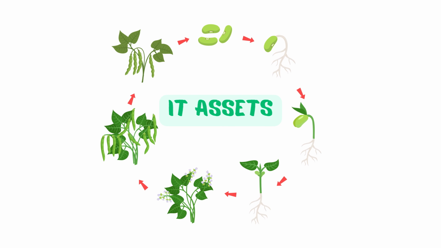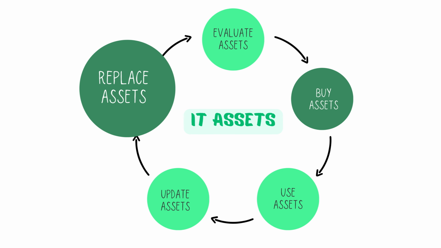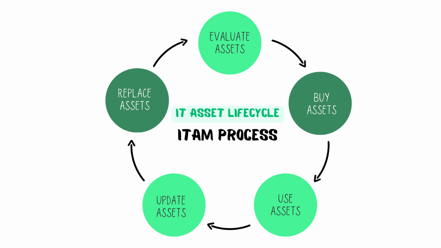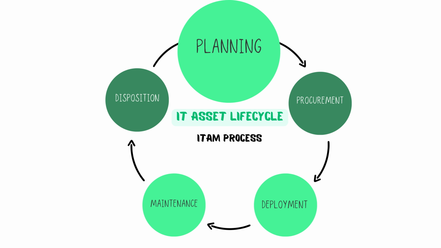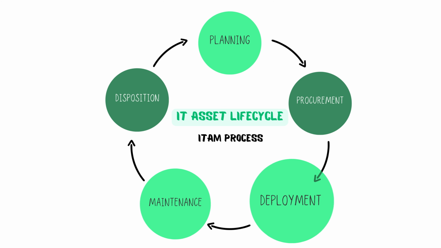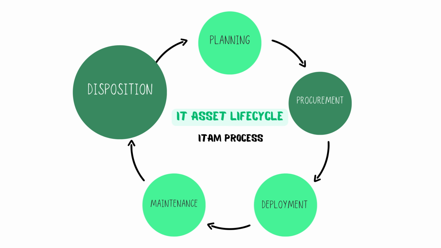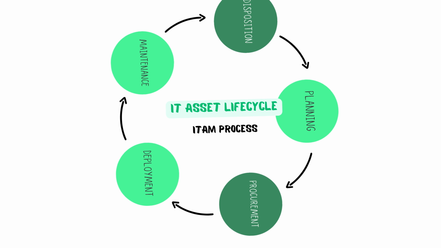Every IT asset has a life. You evaluate it, buy it, use it, update it, and eventually replace it. This cycle is the so-called IT Asset Lifecycle, which is also a huge part of the ITAM process. These stages are planning, deciding what assets are needed; procurement, acquiring the assets; deployment, setting them up for use; maintenance, keeping them running smoothly; and disposition, securely disposing of them when they're no longer useful. So, walking through these stages will help you optimize the process of IT asset management.